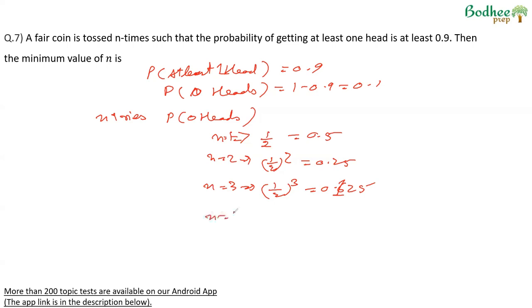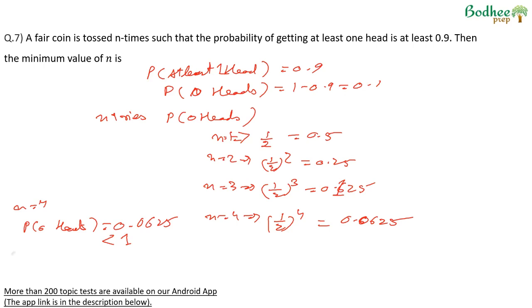When n is equal to 4, probability of getting 0 heads will be 1 by 2 raised to power 4, which will give us 0.0625. So when n is equal to 4, probability of getting 0 heads is 0.0625, which is less than 0.1, and therefore probability of getting at least one head will be greater than 1 minus 0.1, which is greater than 0.9.